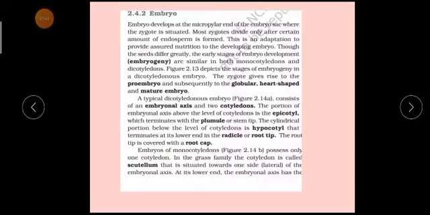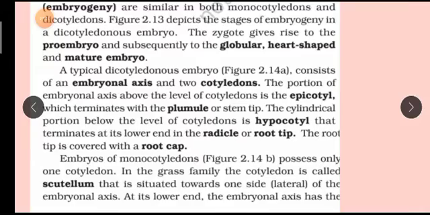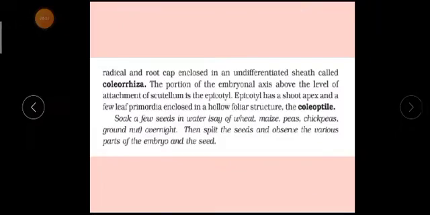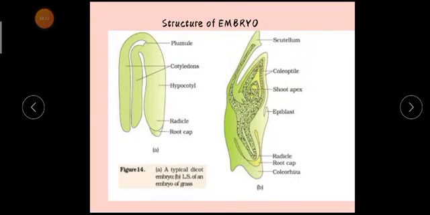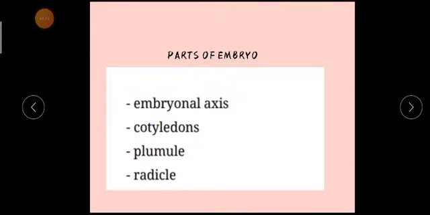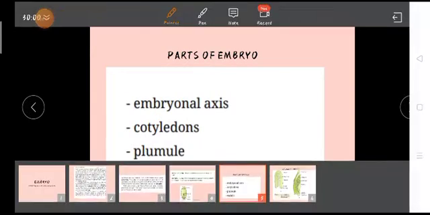Just you see here, which terminates with the plumule or stem tip. The cylindrical portion below the level of the cotyledons is your hypocotyl. It terminates at its lower end at the radicle or root tip. The root tip is covered by the root cap. So, as we know, these are the parts of your embryo. First is your embryonal axis, second is your cotyledon, third is your plumule, and fourth is your radicle.